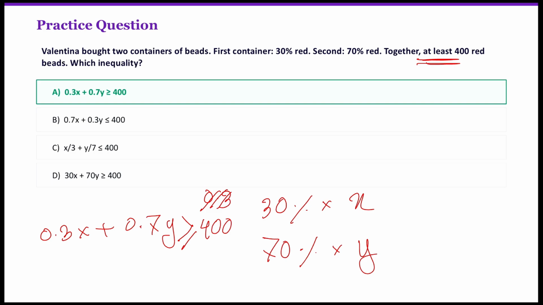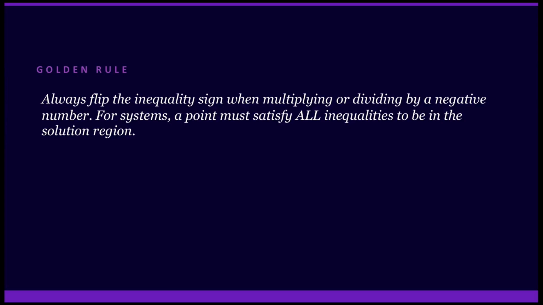Sometimes there are words that you want to be mindful of. If instead of at least they said together they had more than 400 beads, then we wouldn't say it's greater than or equal to, we would say it's greater than 400. It's strictly greater than 400.